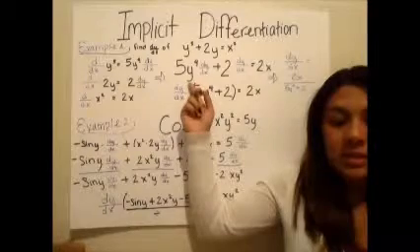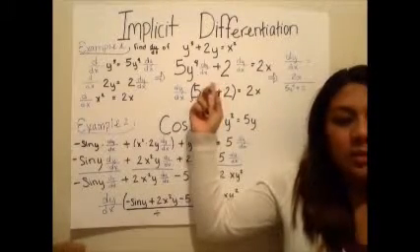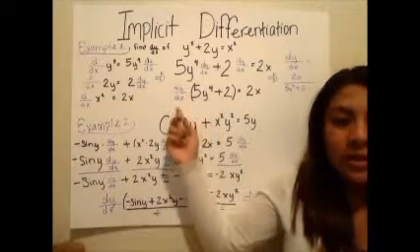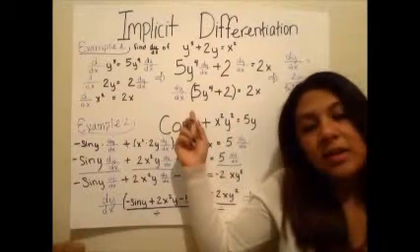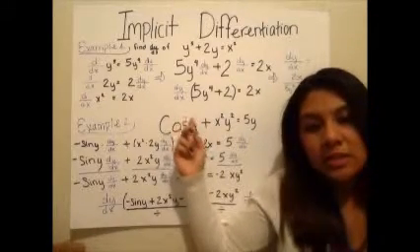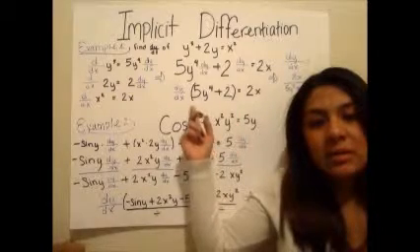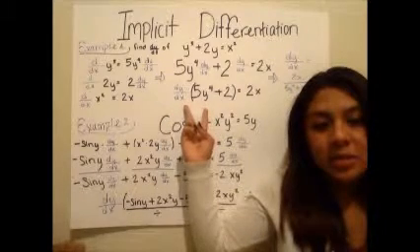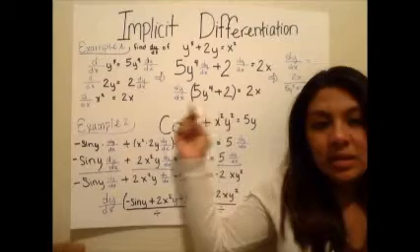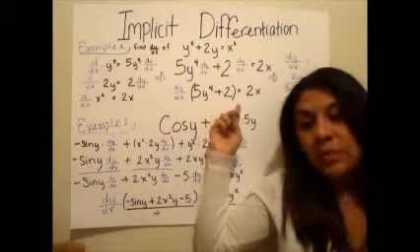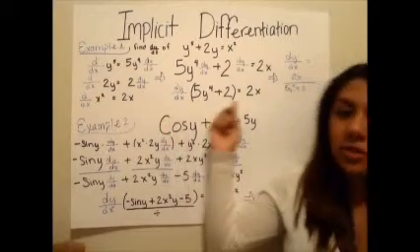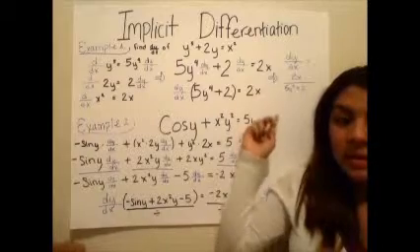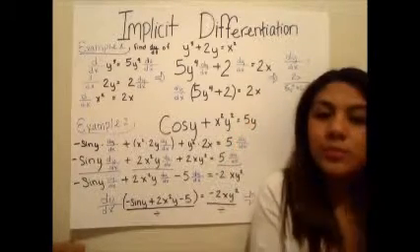And since this term and this term both have dy over dx, you can group them together, or factor out a dy over dx. And you're going to get 5y to the fourth plus 2 equals 2x. And since this is now factored out, they're multiplying, so you can divide by this expression to get dy over dx by itself. So you're going to get dy over dx equals 2x divided by 5y to the fourth plus 2.